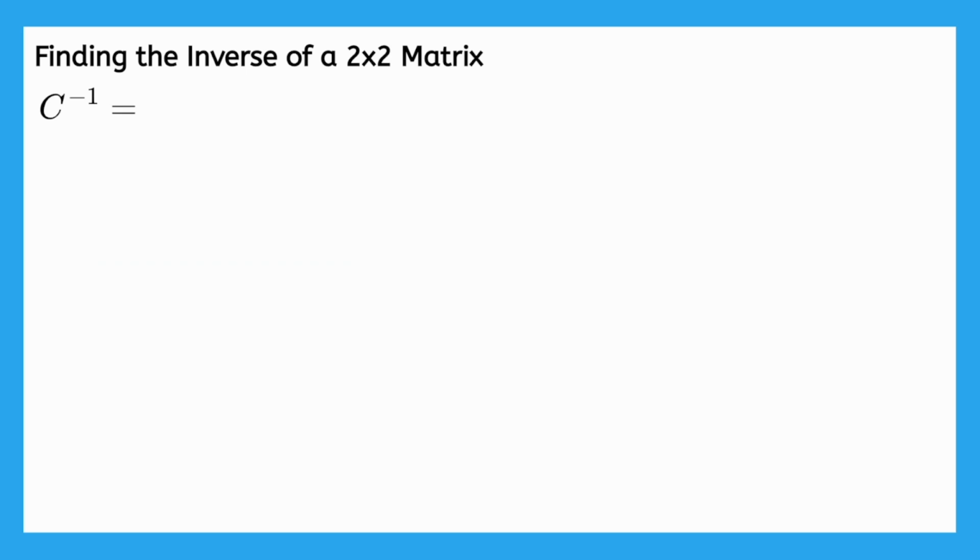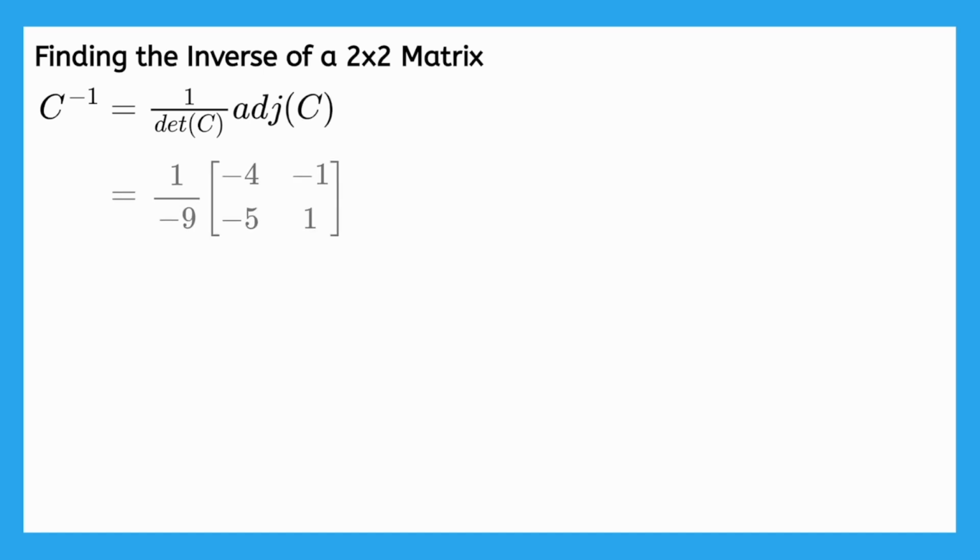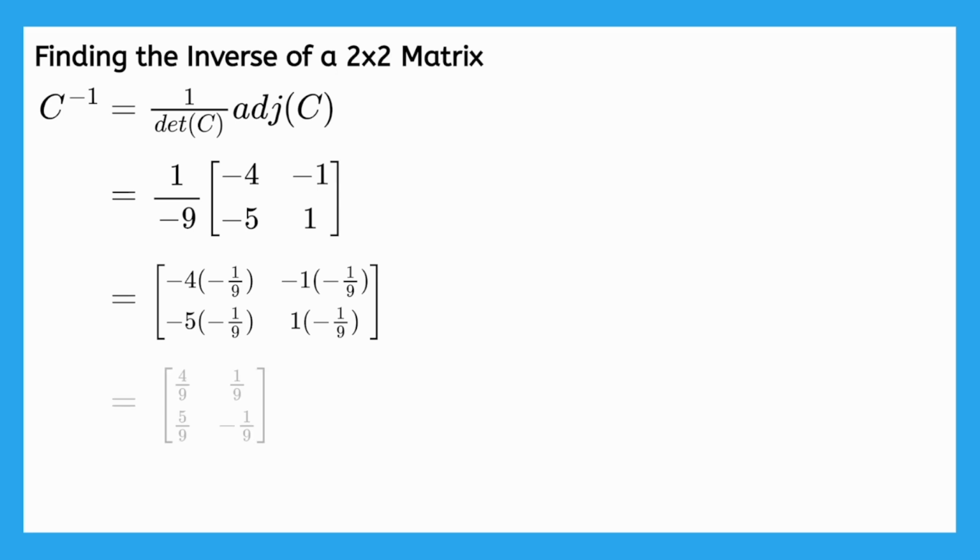The formula for the inverse of a matrix is the reciprocal of the determinant, or 1 over the determinant, times the adjoint matrix. We will simply plug in the values we found for each piece and solve with scalar multiplication. The reciprocal of the determinant is negative 1/9. Multiplying each element in the adjoint matrix by that value gives us the inverse of C, which is 4 over 9, 1 over 9, 5 over 9, and negative 1 over 9.